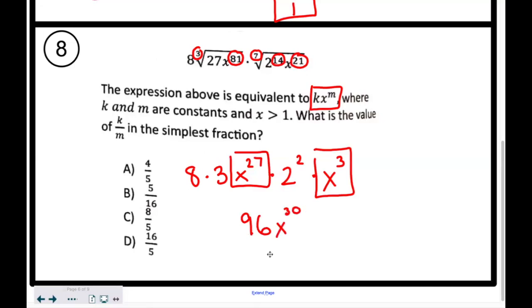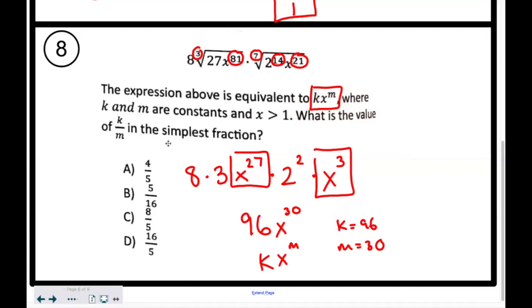Now notice it is in that form. All right, so just by solving the problem, I think a lot of times students see this and they think they should know what to do with that right away, but you don't. Now I know that k is 96 and m is 30. So a lot of these equivalent expression problems, you're just making something look like a form and then matching up what these other constants are.